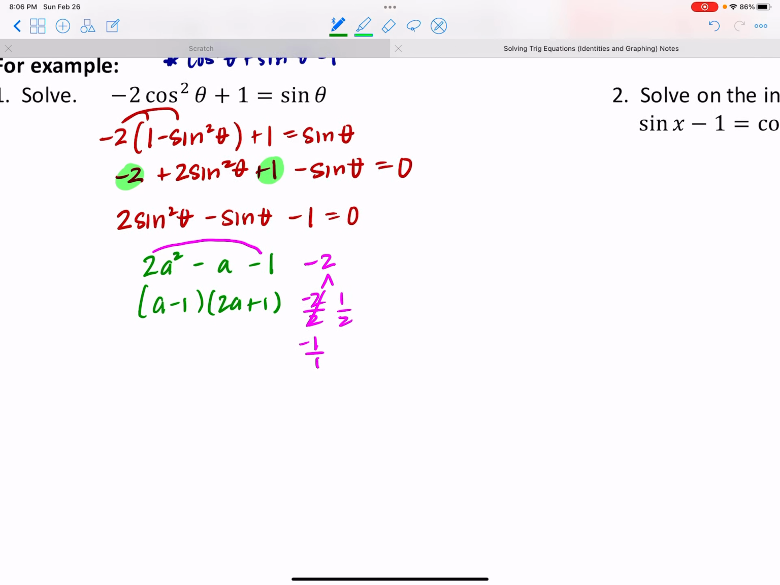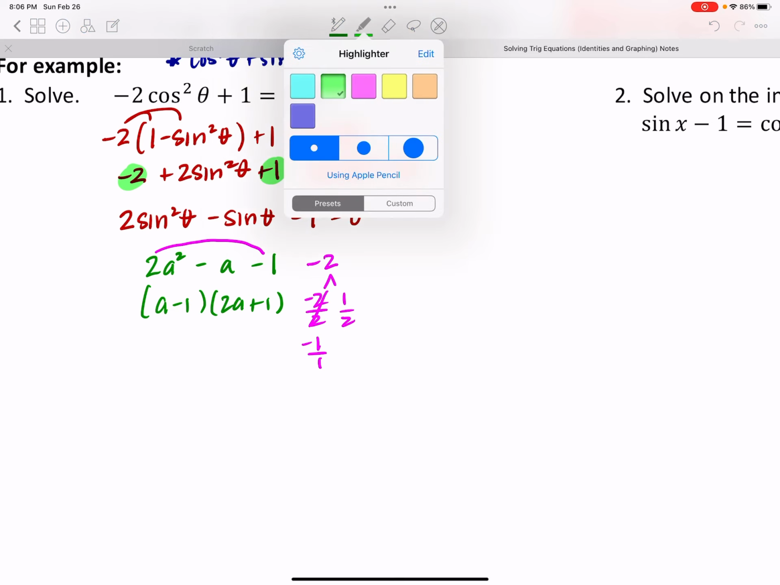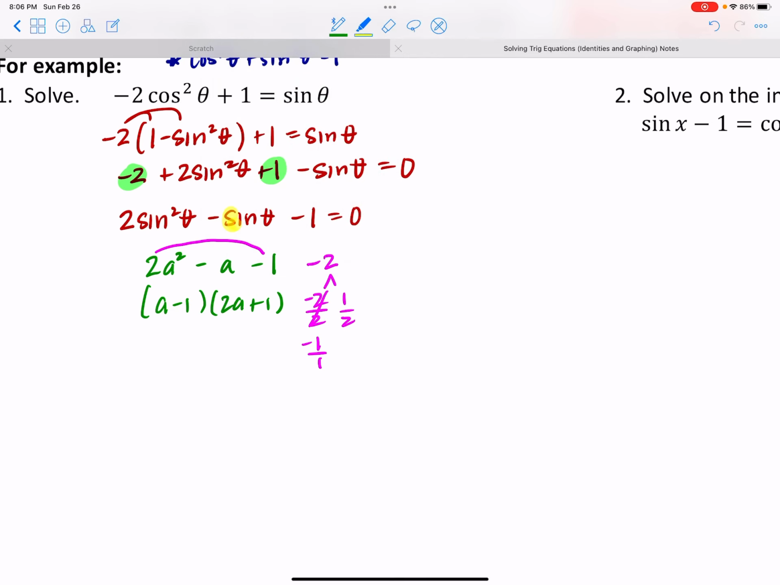Now, technically, I did this. You're welcome. I replaced the sine of theta with a. So now in my factorization, I want to replace a in both of these with the sine of theta. So my correct factored form for my trig equation is going to be the sine of theta minus 1, and then twice the sine of theta plus 1 equal to 0.